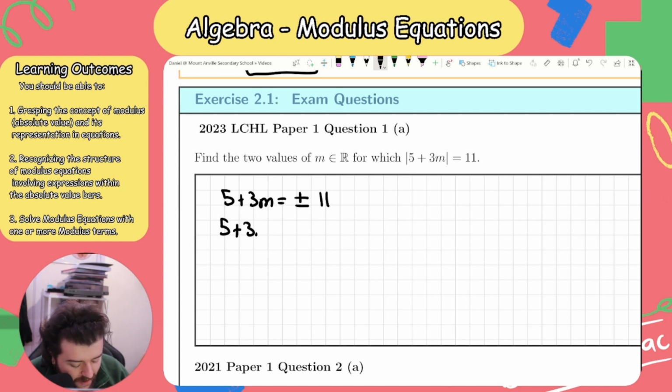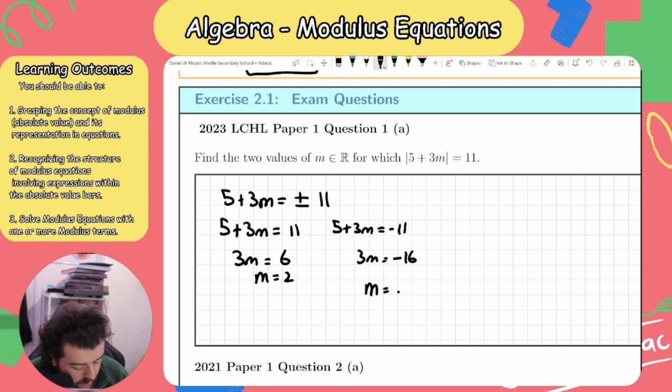5 plus 3m is equal to 11. 5 plus 3m is going to equal minus 11. 3m is going to equal 11 minus 5, which is 6. m is going to equal 2. 3m is going to equal minus 11 minus 5, which is minus 16. And m is going to equal minus 16 over 3. And they are my two solutions there.